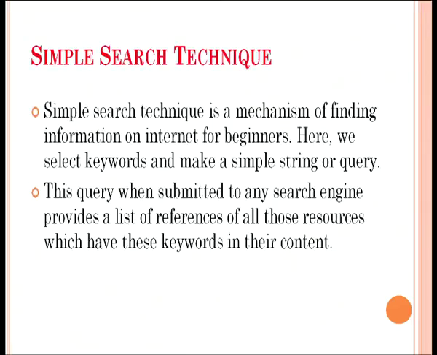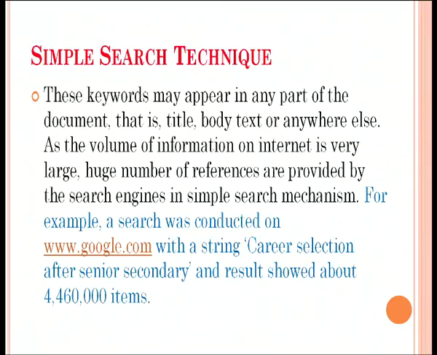The simple search technique is a mechanism of finding information on internet for beginners. Here we select keywords and make a simple string or a query. This query, when submitted to any search engine, provides a list of references of all those sources which have these keywords in their contents. These keywords may appear in any part of the document, that is title, body, text, or anywhere else. As the volume of information on internet is huge, references are provided by the search engines in simple search mechanism.